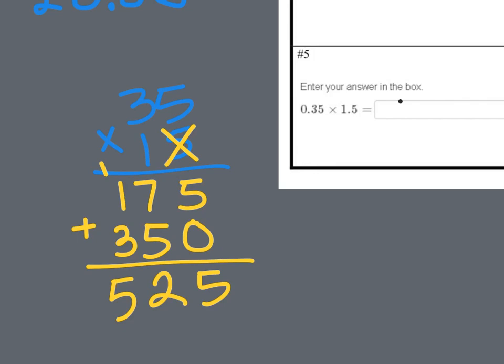But it's not really 525 because we forgot to take into consideration the 1 number, 2 numbers, 3 numbers behind the decimal. So the final answer is actually going to be 0.525, or you could say 525 thousandths, because this is the tenths, hundredths, thousandths.